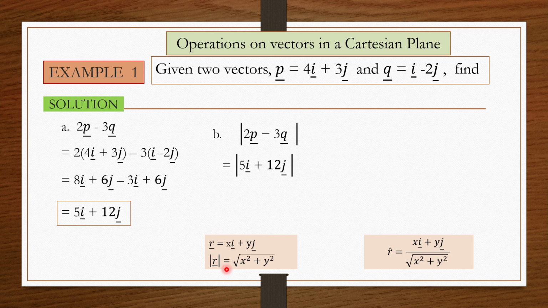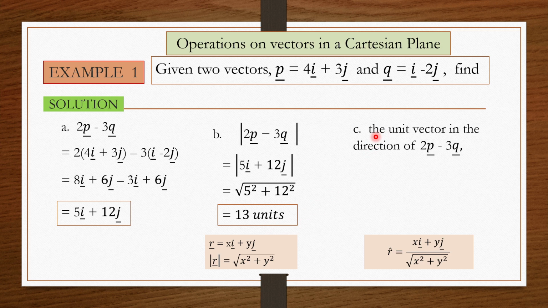You can see the formula below here. If vector r is given as xi plus yj, therefore the magnitude of vector r will be the square root of x square plus y square. So here use this formula, therefore you have 5 square plus 12 square, get the sum, and then you find the square root. The final answer will be 13 units. So that is how you find the magnitude of a vector.